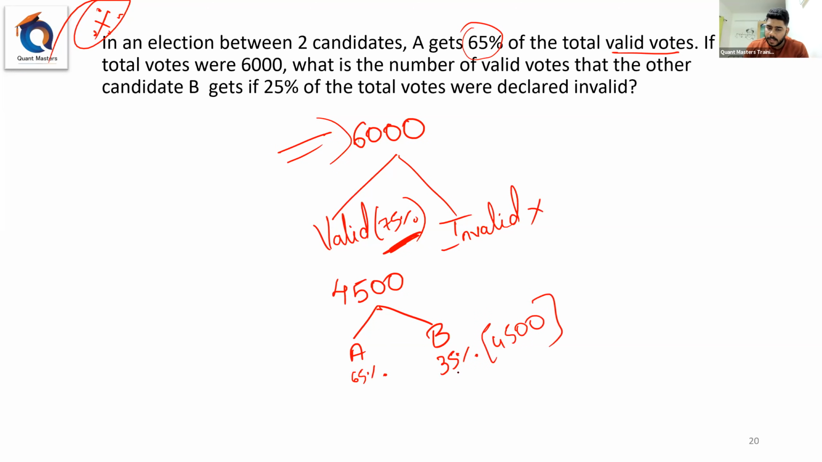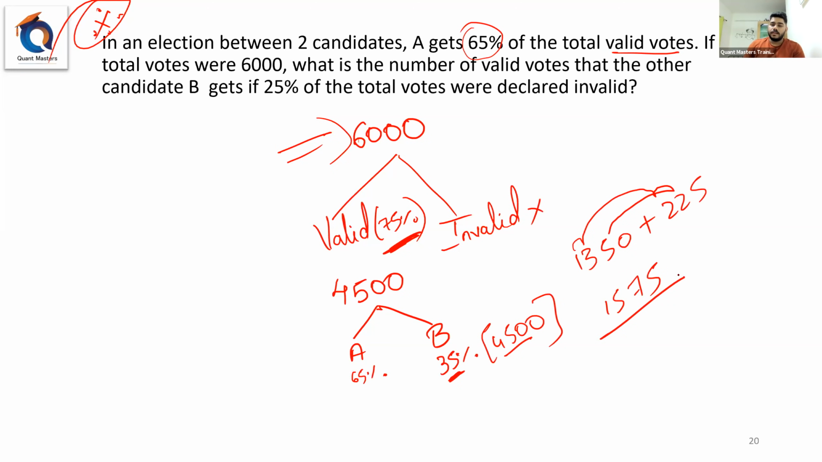So 35% in my mind, I can split as 30% plus 5%. 30% will be 1,350 plus 5% will be 225. Am I right? So answer is 1,575. That's all. Clear, all of you?